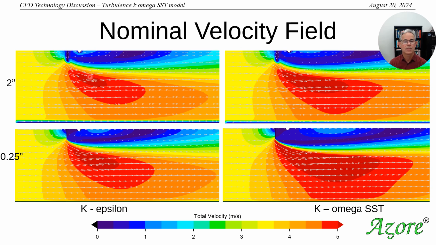And on the left-hand side is the prediction for the K epsilon turbulence model. And on the right-hand side is the prediction for the K omega SST turbulence model. And then the second row on the bottom is the prediction with the K epsilon turbulence model at the finer mesh length scale at 1/4 of an inch. And on the right-hand side is the prediction with the K omega SST turbulence model. And you can see that there are differences between all of these predictions.